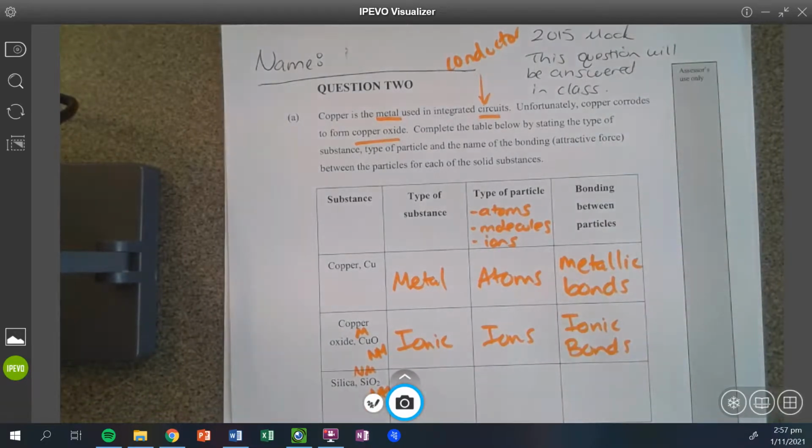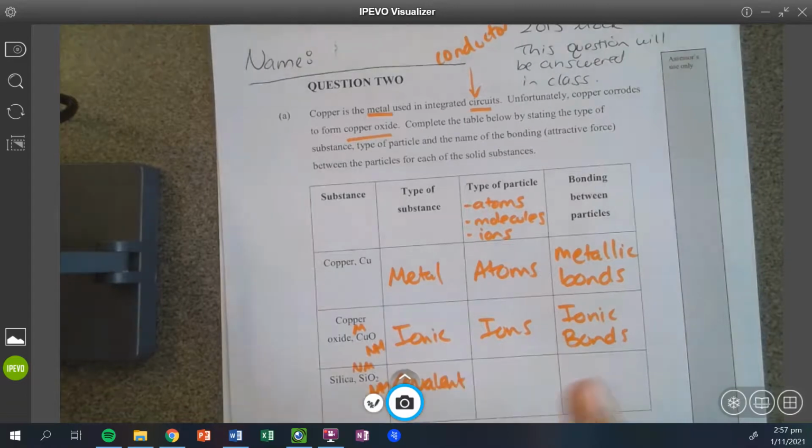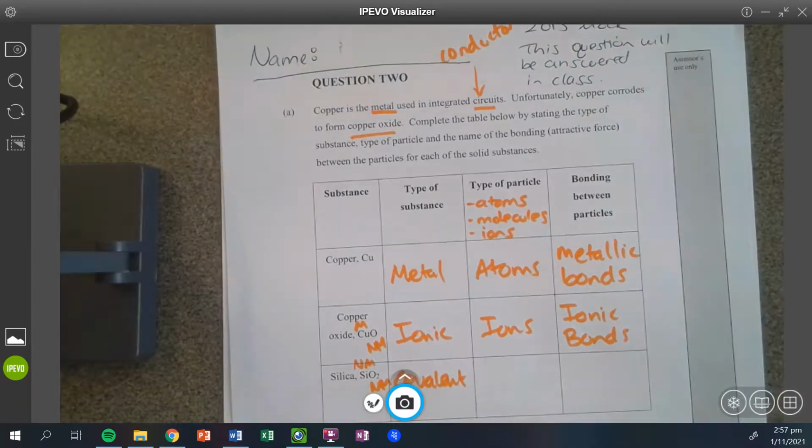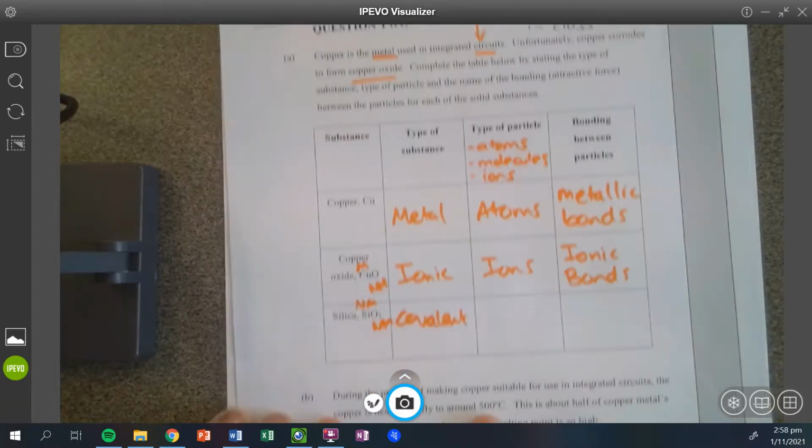Now, I may not know at this point, if you don't remember, whether it's covalent molecular or covalent network. So we're just going to write covalent for now. I'm going to leave everything else blank. Because let's say you can't recall from your memory if silica, or silicon dioxide, is a covalent network or covalent molecular. Read the rest of the question to see if there are any hints that can help. So let's see what else it says.